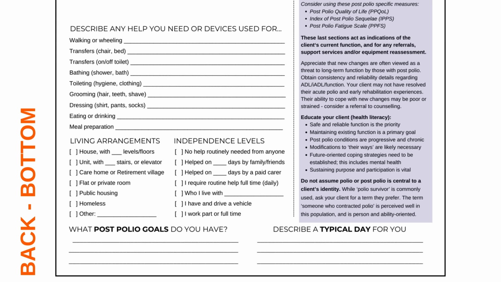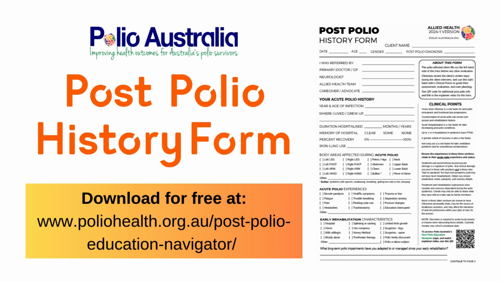You might notice that these items on the left are related to ADLs and to IADLs. There's a section on living arrangements and independence, and then post-polio goals and a typical day. On the right-hand side, you can see that there is a section there on educating your clients, health literacy in particular. Make sure you cover those points in any evaluation or at least by the second visit. So that brings the orientation to this form to a conclusion.